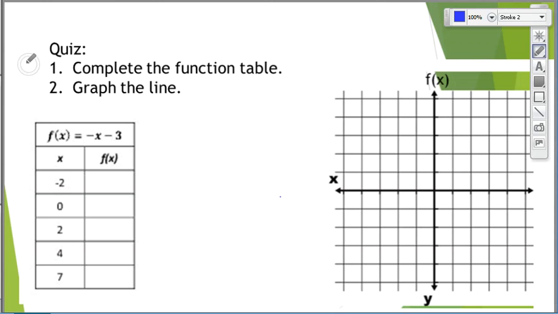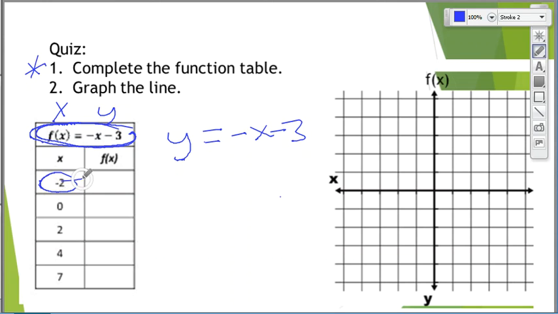So for your quiz, you are going to complete the function table. This right here is a function table. Okay? This is our function. And remember that f of x is the same thing as y. So what you are doing is you are finding some points on this line. Now there's one thing I want to caution you on, and I'm going to actually help you with the first one. In order to find the y coordinate when the x coordinate is -2.